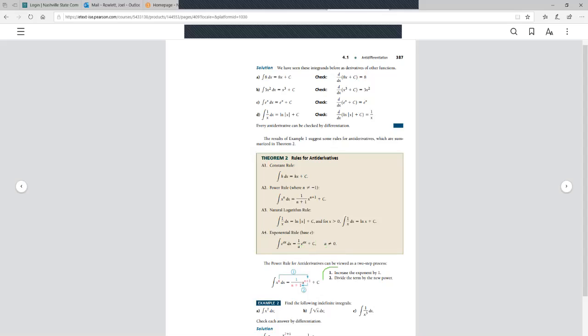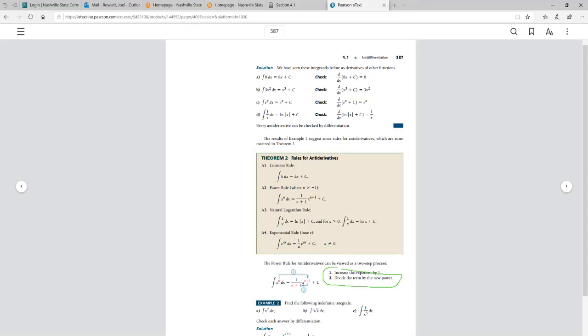And this is pretty much what I said earlier. The power rule for antiderivatives can be viewed as a two-step process. We increase the exponent by 1, and then we divide the term by the new power. Whereas with the derivative, we would multiply by the existing power and then subtract 1. So it's really the very opposite of finding the derivative.